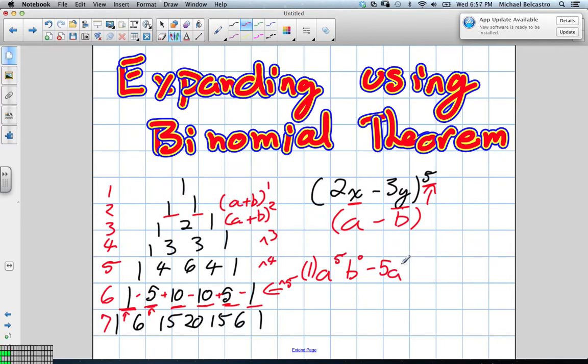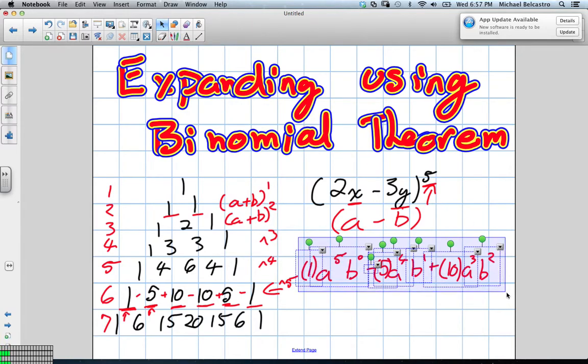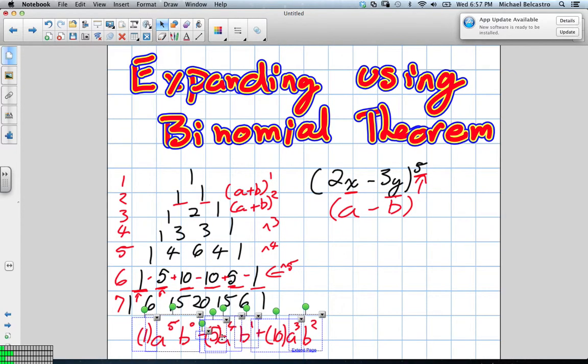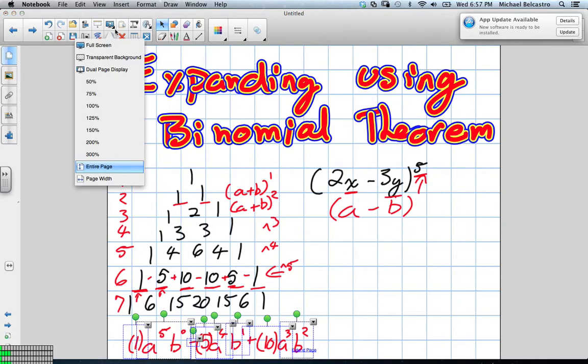So we drop the exponent of a to 4, but we increase the exponent of our second term b to 1. Then we're going to have a plus sign. The next number in Pascal's triangle is a 10, so we multiply that by 10. We're going to have a to what power? 3. And b to what power? 2. Good. I actually want to complete this, so I'm just going to move it down so we have a little bit of room. Down here, and we'll zoom in a bit.